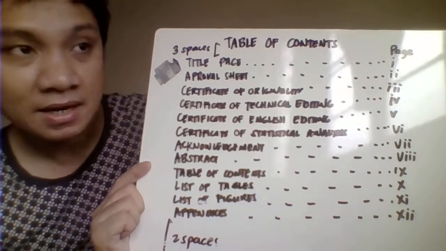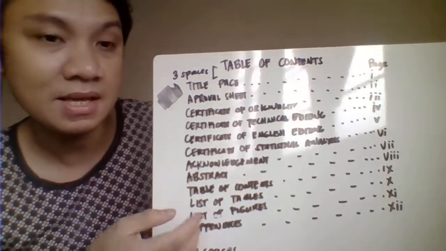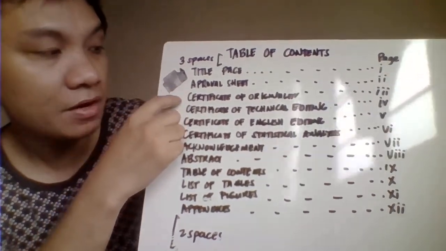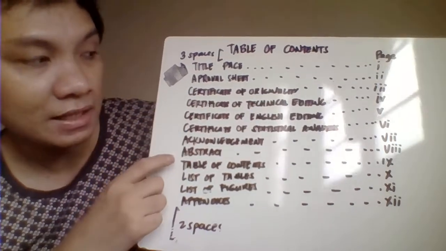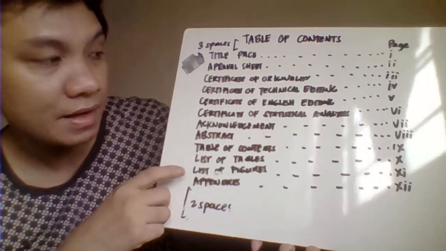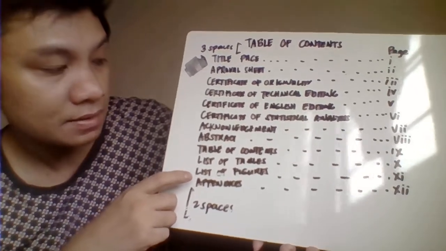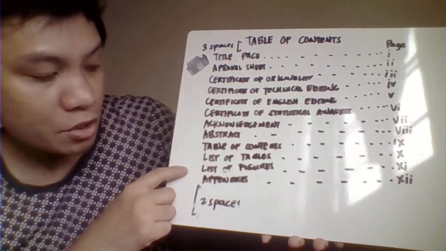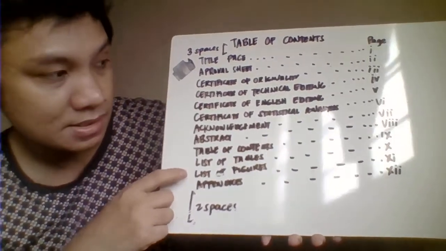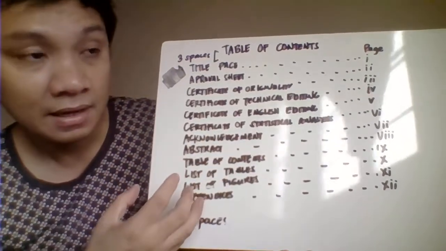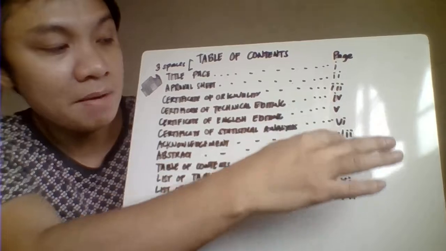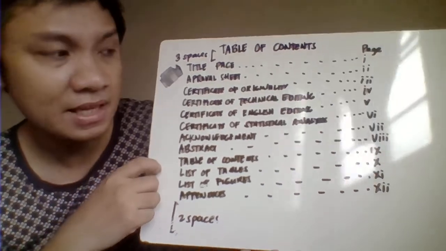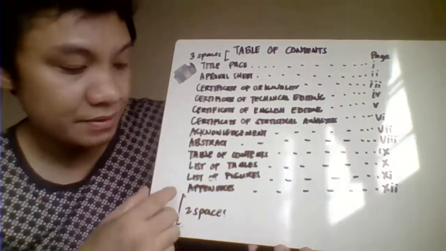So this will be the sequence of what is being presented in your manuscript. You should have your title page first, followed by your approval sheet, certificate of originality, certificate of technical editing, certificate of English editing, certificate of statistical analysis, acknowledgement, abstract, table of contents, list of the tables, list of the figures, and we also have the appendices. They are all written in all capital letters, and their page numbers are all written in letter form, not in number. So just have the proper sequence of that.